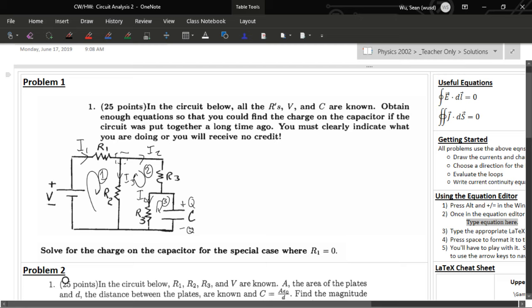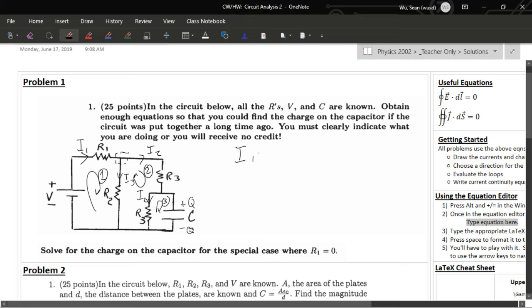The first equation that I can write is the junction equation. This says that I1 is going to be equal to I2 plus I3. The second equation is loop 1. Going around this loop, we end up seeing that this is going to be minus phi plus I1 R1 plus I3 R2, for the way that I have this written, is equal to 0.